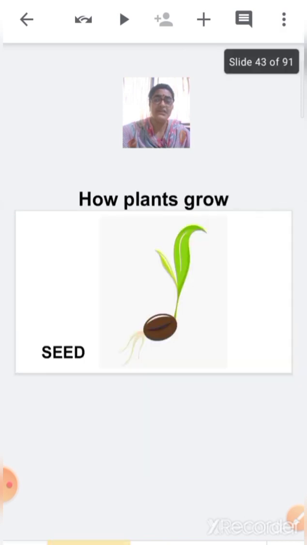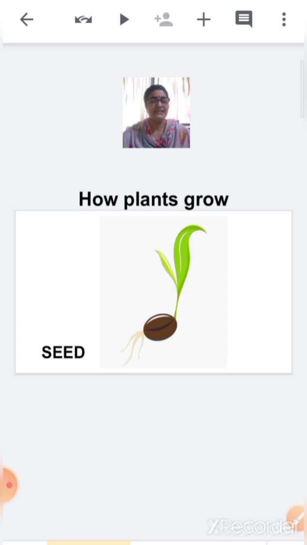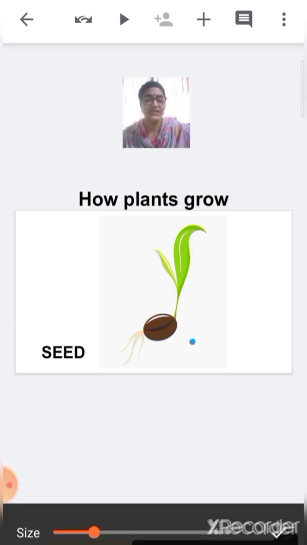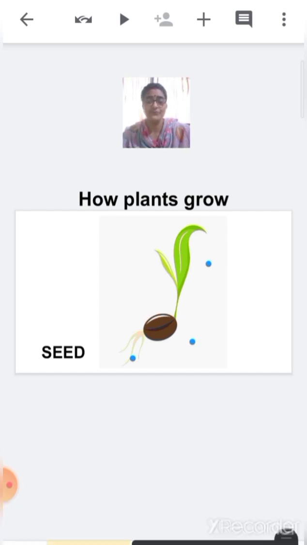Now children, do you all know how plants grow? Yes, most of the plants grow from seed. Okay. See, you all can see over here. This is a seed. Okay, when we put the seed in the soil, it grows into a baby plant and slowly and steadily it turns into a big plant. Okay, you all can see the roots have come out of the seeds. The leaves have started coming out of the seeds. Okay, this is how plants grow.